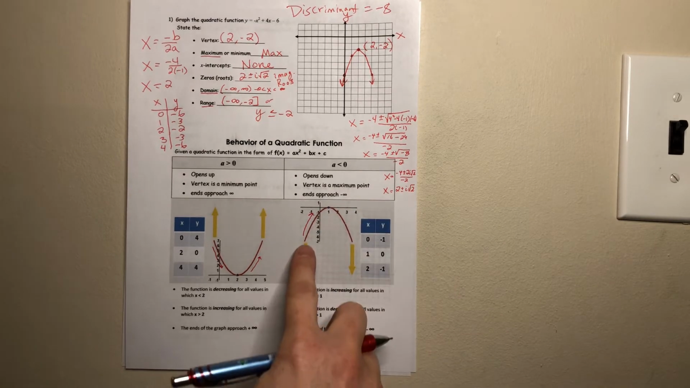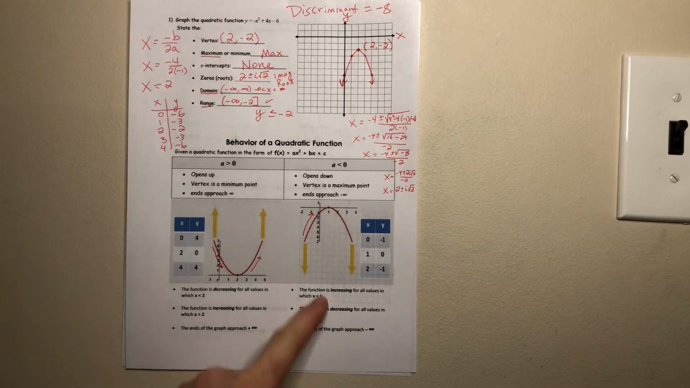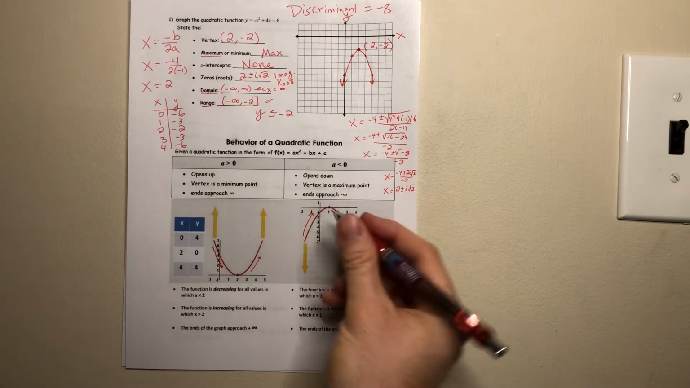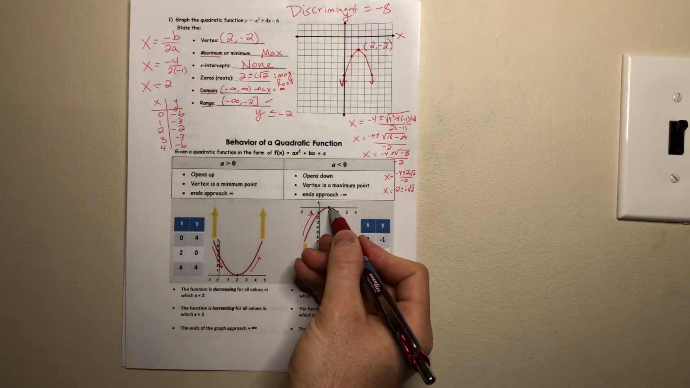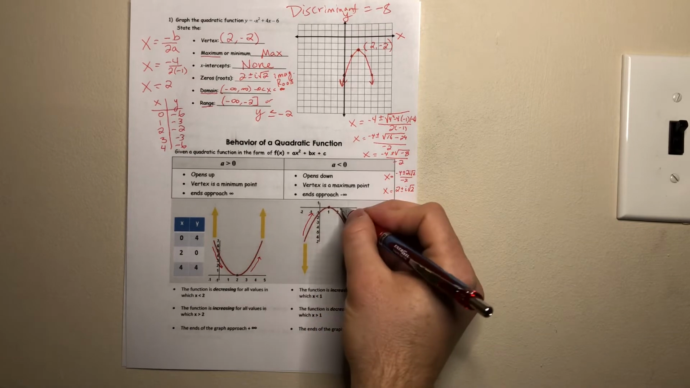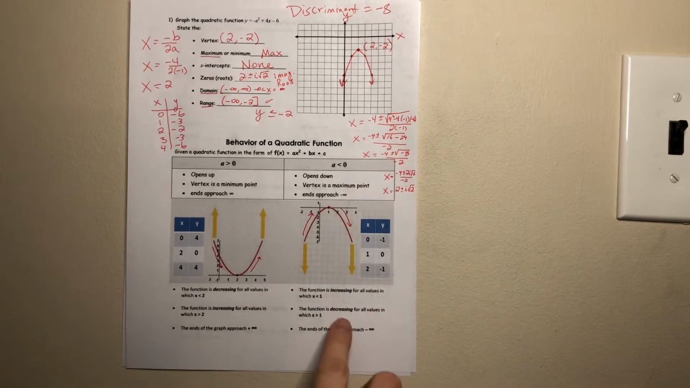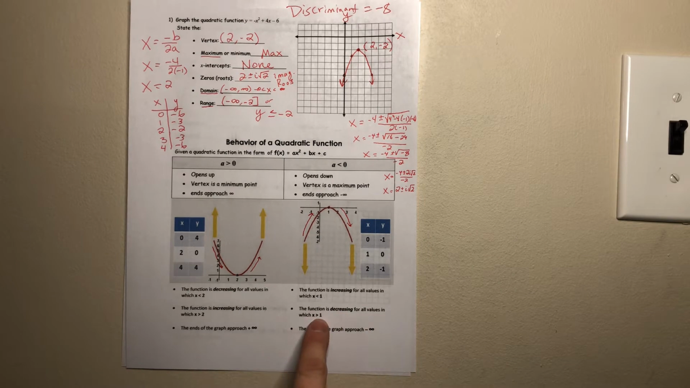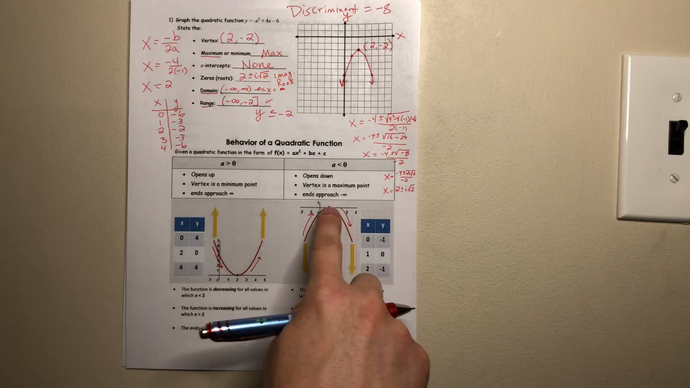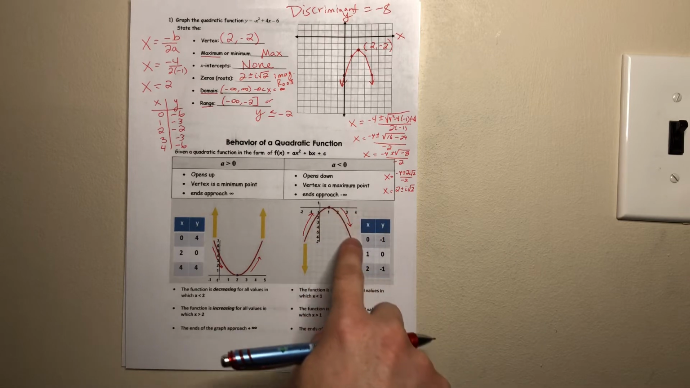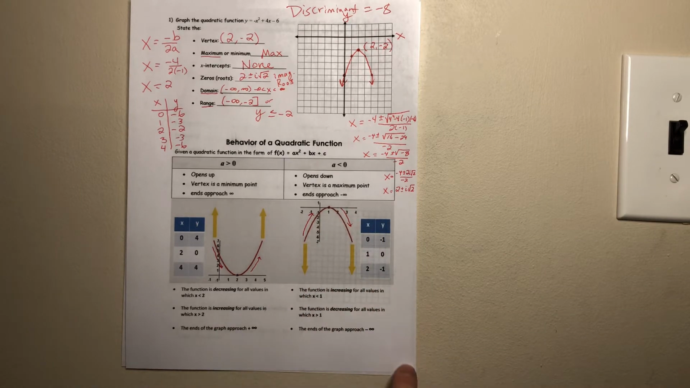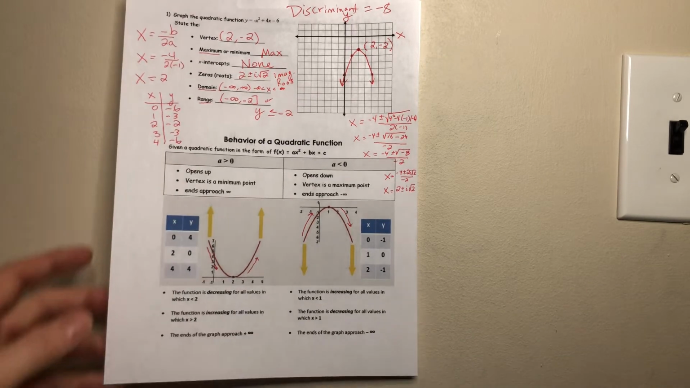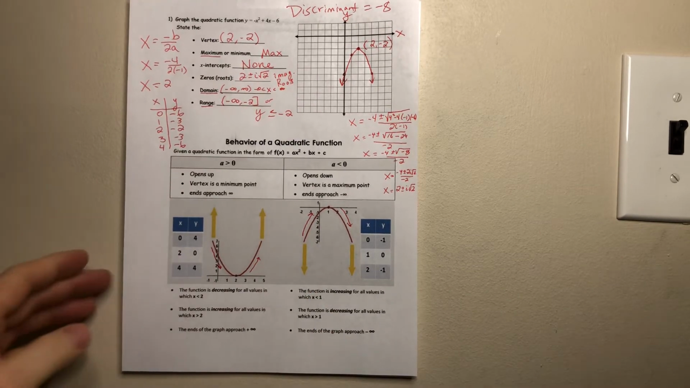So this is increasing when x is less than 1. And then it turns, which is why we call this the turning point. It turns at 1, and then it starts to decrease. So we would say the function is decreasing for all values in which x is greater than 1. As x gets bigger than 1, the outputs get smaller and smaller. So that's our second vocab pair of the day: increasing, decreasing.